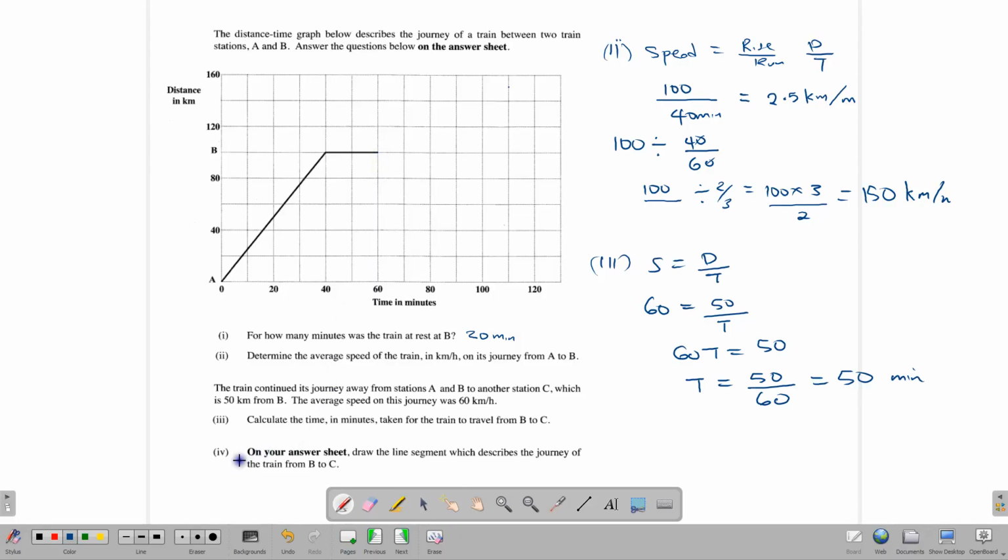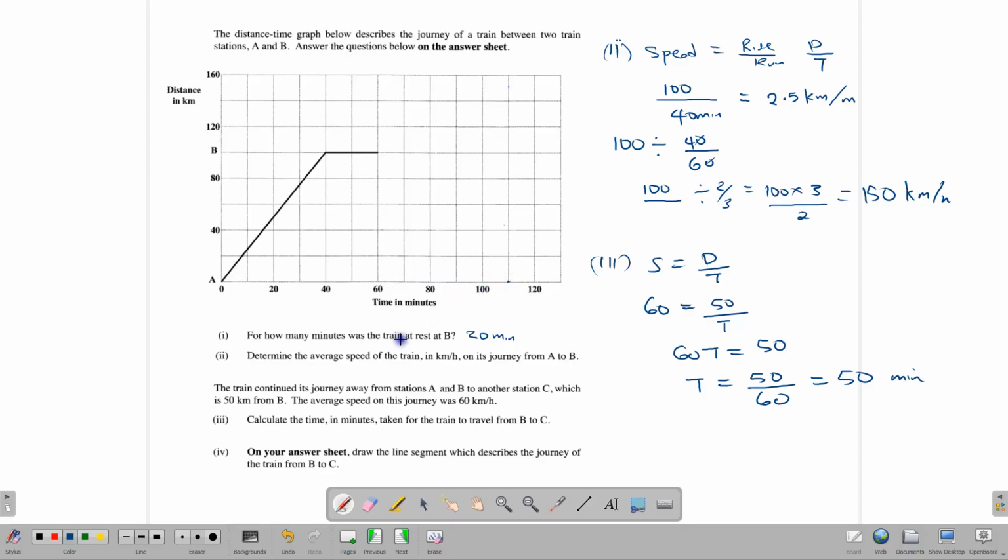Now, part 4 of the question says, draw the line segment which describes the journey of the train from B to C. Now, what do we know? It takes 50 minutes to get there. We are at 60 minutes right here, so let's count 50 more minutes. 10, 20, 30, 40, 50. So 50 minutes takes us here.